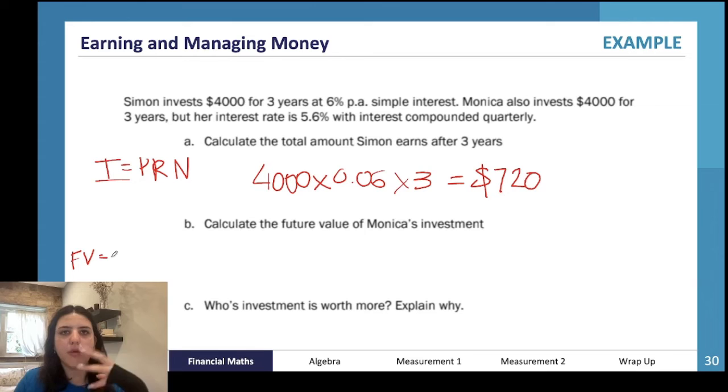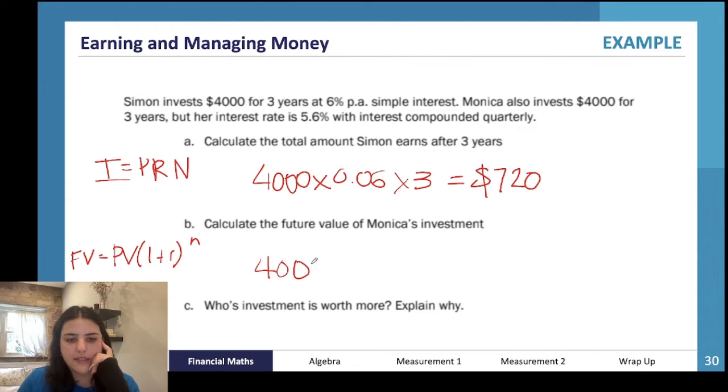You won't usually use this formula, but I'm just going to show you for the sake of it: future value equals present value times 1 plus the rate to the power of n. So our future value, we want to work out for Monica. She invests $4,000 as her principal. Her rate is 5.6%, but it's compounded quarterly. So 5.6 divided by the 4 quarters in a year is 1.4%.